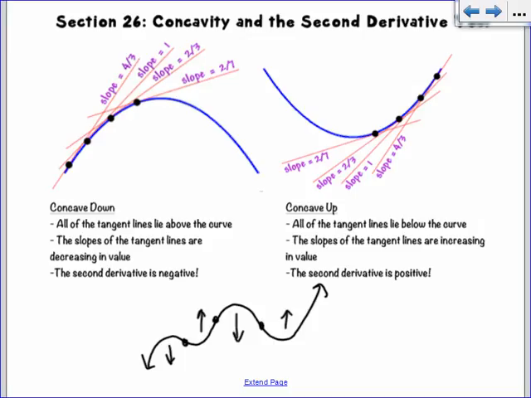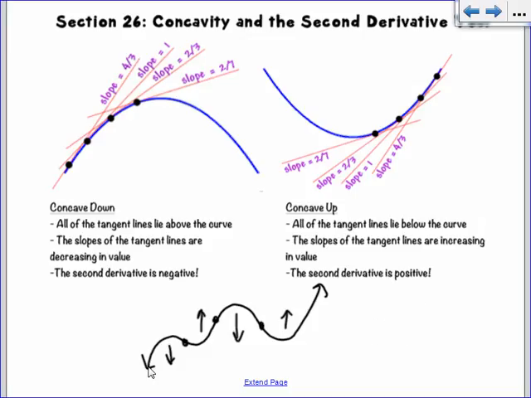Some textbooks have described it before as holding water, but I don't really like that definition for concave up, because 1 over x is what we call concave up, but it doesn't hold water. The water would flow right off, right? So does that make sense? Concave up is where it bends upwards. Concave down is where it bends downwards.